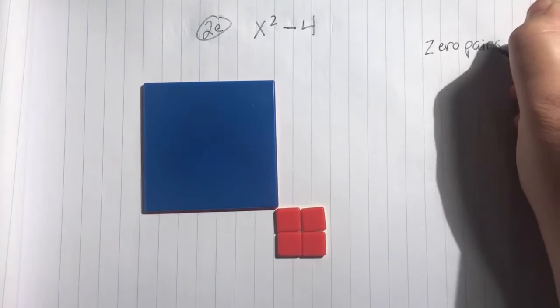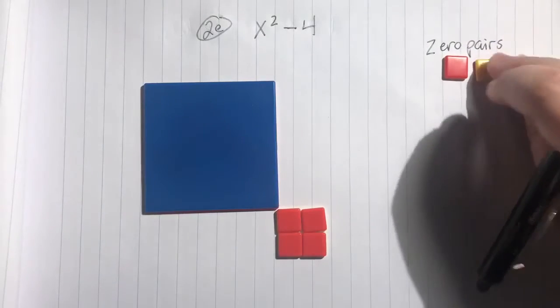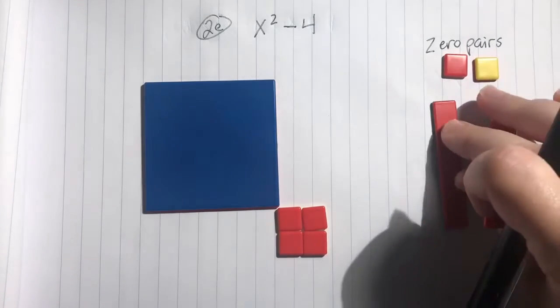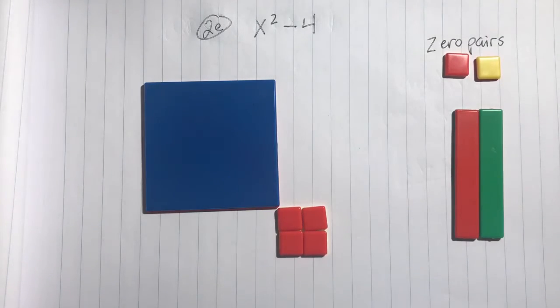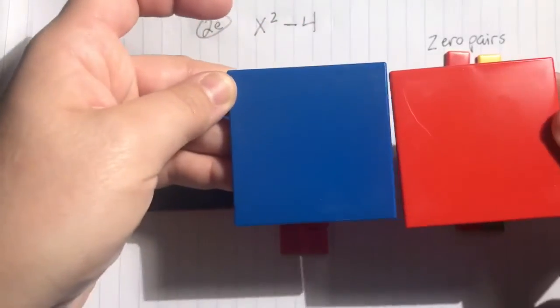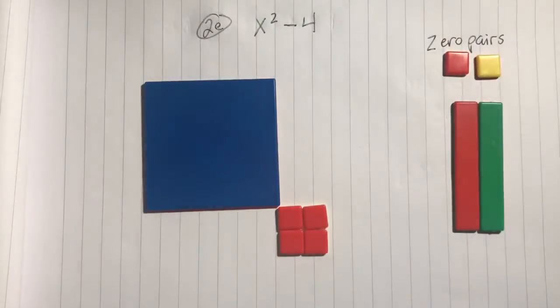Now, 0 pairs are pairs that will cancel each other out and make zeros, but will help us complete our rectangle. So for example, a 0 pair might be this. A 0 pair might be this. You can also have a 0 pair of these guys if you wanted to. That would be a 0 pair, but we don't need these huge squares.